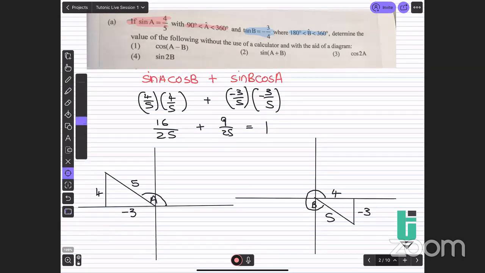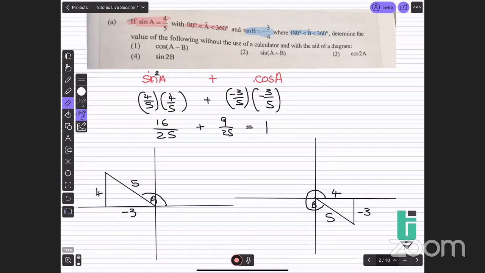Do you guys agree that cos B equals sine A? They're the same. Do you guys agree that sine B equals cos A? So if they're equal, can't we write cos B as just sine A, which will make it sine squared A? And can't we write sine B as cos A, because they're the same?